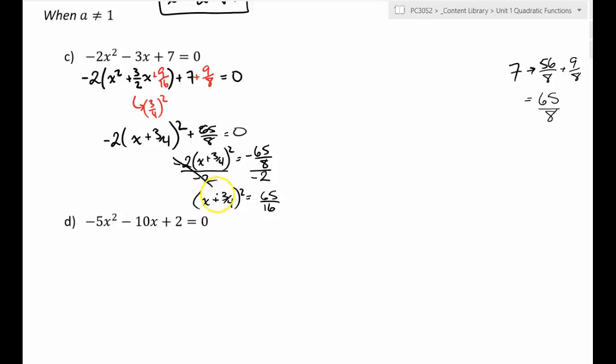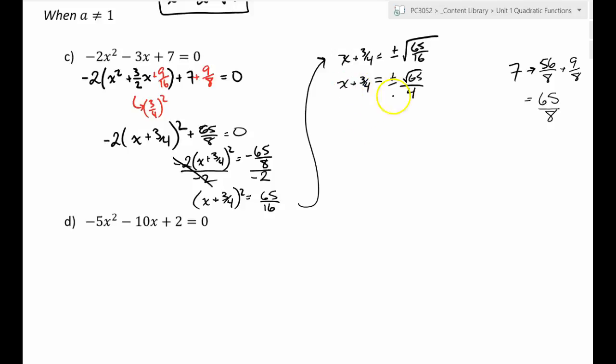Okay. From here, I take the square root. This is a bigger process. So I've got x plus 3/4 is going to give me plus or minus the square root of 65/16. Now, because 16 is a perfect square, you can rewrite this to be the root of 65/4. You're more than welcome to do that. You do not have to, but you can.